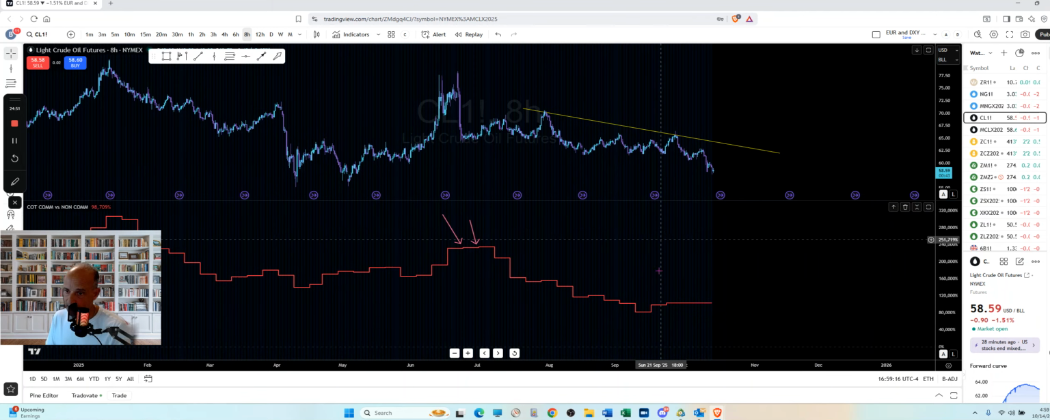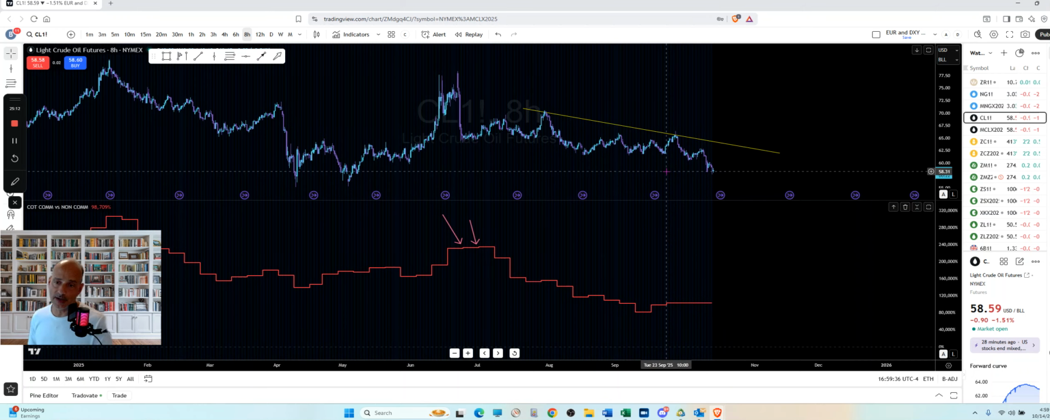Okay, we had this pullback, then we went flatline. Now this is where we are now. You can see it went flatline, it went up and then flatline. And we had another pullback, and then price has been going down since then. So I would imagine if we had up-to-date COT, we would see this continuing to stair step down because the prices continue to go down right here.